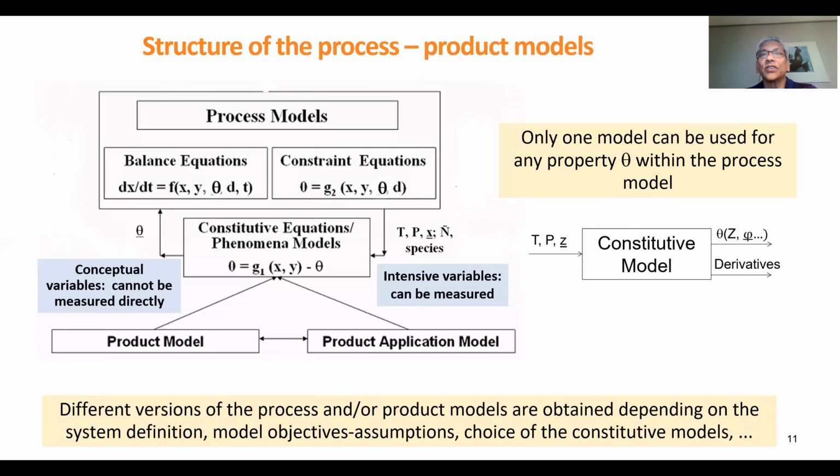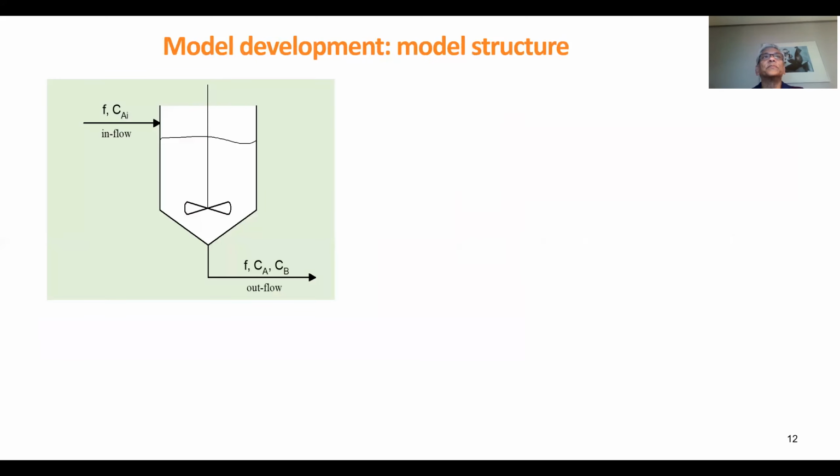Different versions of process and/or product models are obtained depending on the system definition, model objects, assumptions, choice of the constitutive models, and so on. So let us see with simple examples how the model structure would be. This is a simple CSTR reactor. We have the feed coming in, we have products going out, and we have a constant stirred tank where the liquid is mixed.